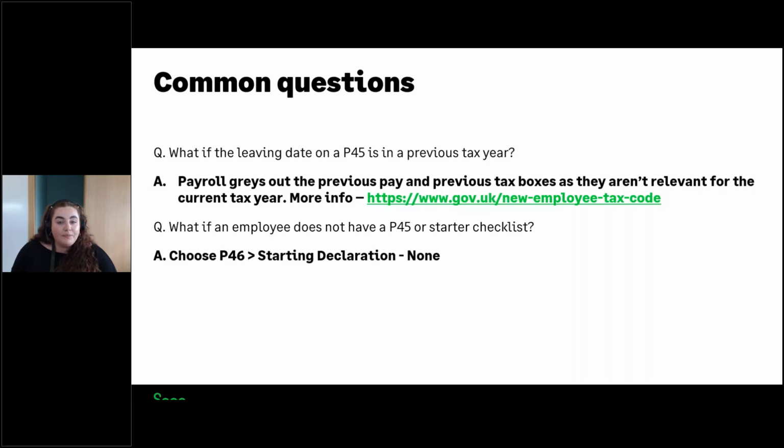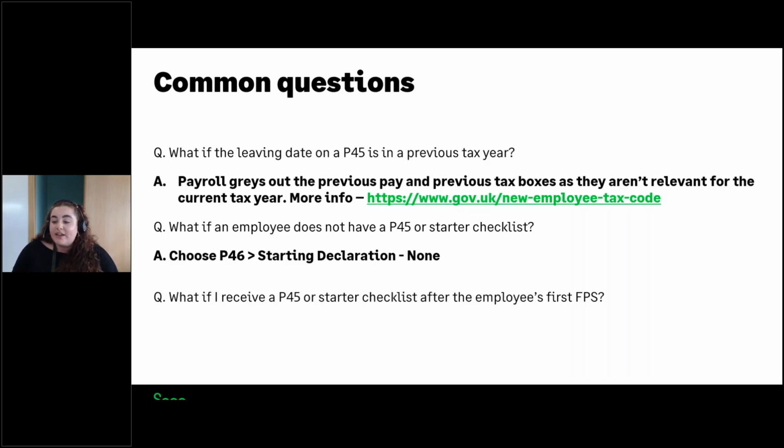And then third one is, what if I receive a P45 or start a checklist after the employee's first FPS? The answer to this depends on whether you've received a new tax code notice from HMRC. So if you have received a new tax code notice, forget about the P45 or start a checklist and just go with that new tax code. But if you haven't, you are able to use the starter form wizard in the employee's record, and that'll allow you to input the details from the starter form after the fact.